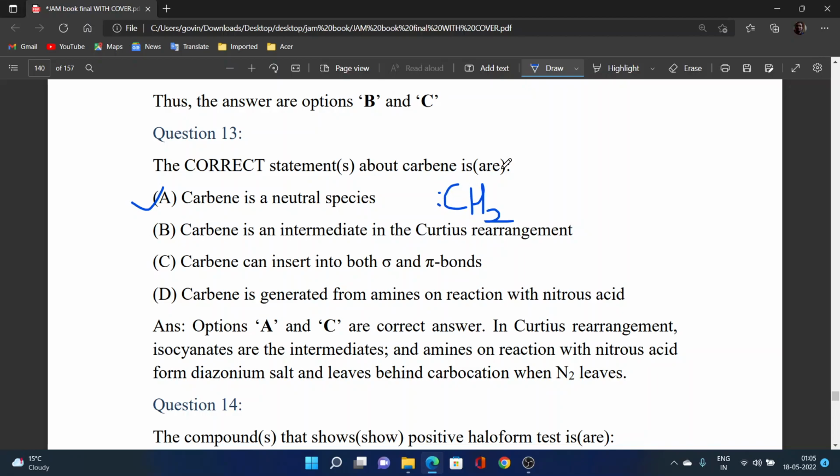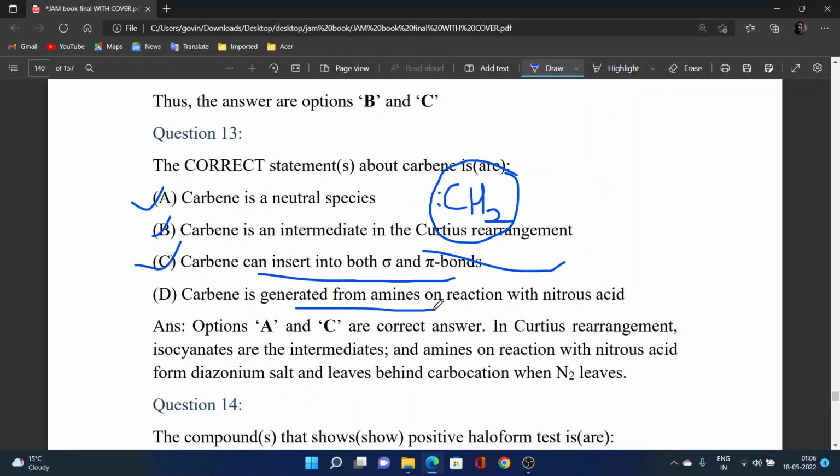See here, they have 6 electrons: 2 and 2 bond pairs are there, 2 plus 2 plus 2, 6. They are electrophiles, but still they are neutral. Second, carbene is an intermediate in Curtius rearrangement. No, in Curtius rearrangement the intermediate is isocyanate. Carbene can insert in both sigma and pi bonds. That is perfectly right, because they are very reactive, so it helps in breaking the bond and getting insertion. So this is also right.